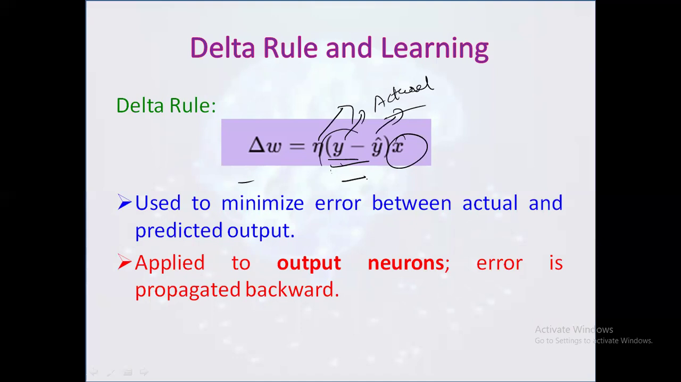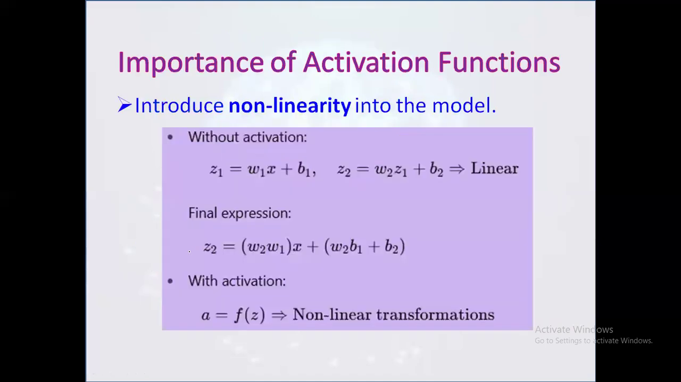Error is applied at the output neurons. Error is propagated backward here. The delta rule is directly applied to the output neuron, and then the error is propagated backward to earlier layers. This process ensures that all weights, even in hidden layers, are adjusted to improve the final predictions.